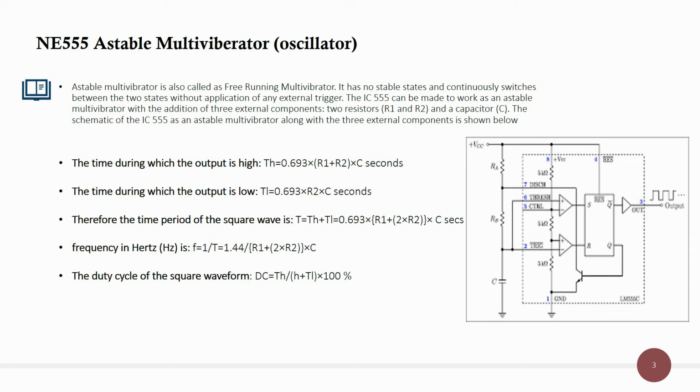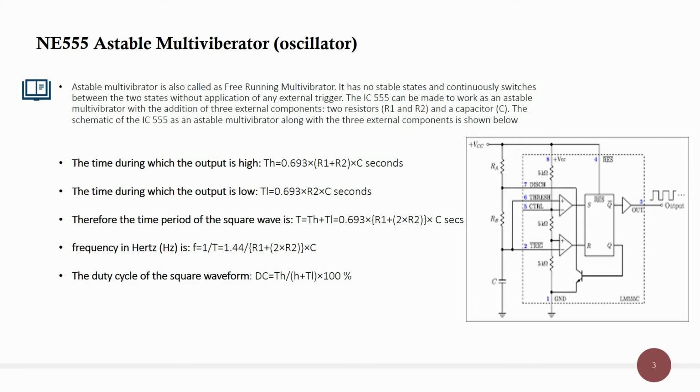Actually, IC555 can be made to work as a monostable as well as astable. In monostable, there will be a single stable state. In astable, there is no stable state. An IC555 timer can be made to work as astable by three external components attached to it. Those are R1, R2 and capacitor C.